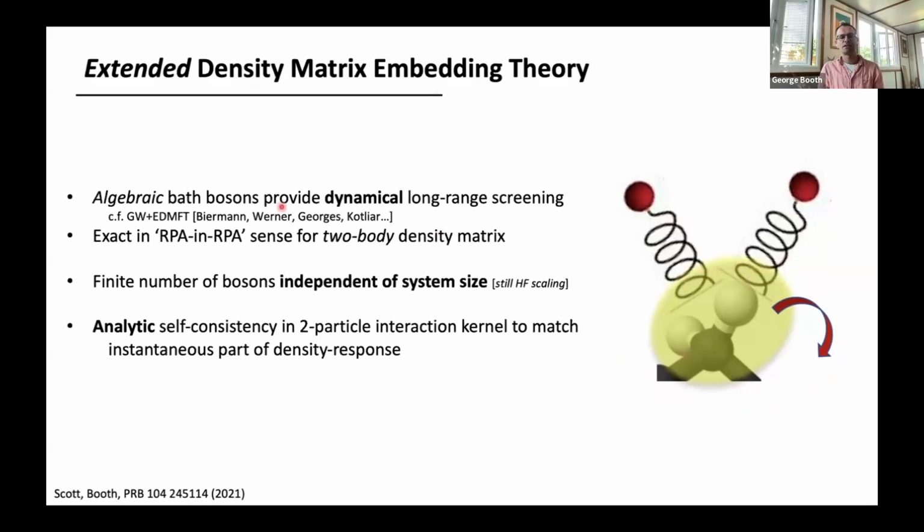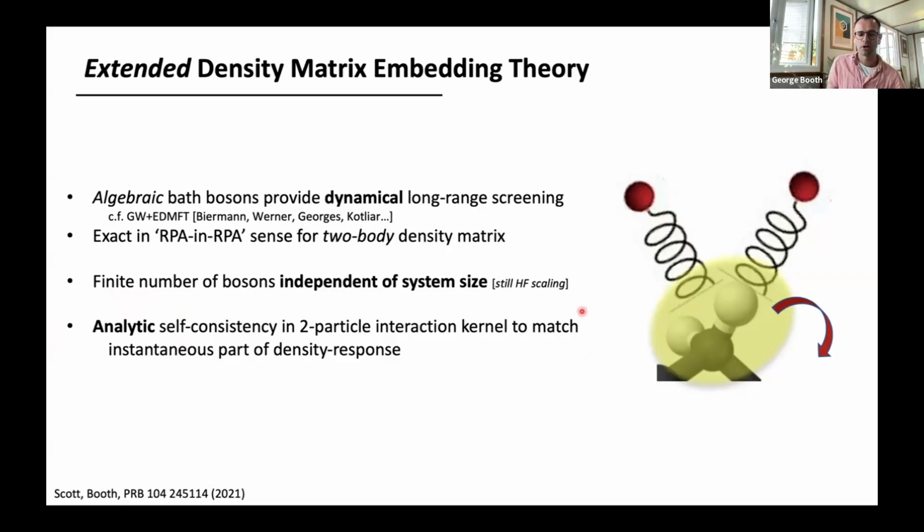So we have a way to construct, without any numerical optimization, a finite set of algebraic bath bosons. And if you were to integrate those bosons out, they would provide the effective dynamical long-range screening of your fragment space. It's exact in the RPA sense for the two-body density matrix by construction, and the number of bosons is strictly finite and independent of system size. And that is, again, just coming from a property of the Schmidt decomposition.